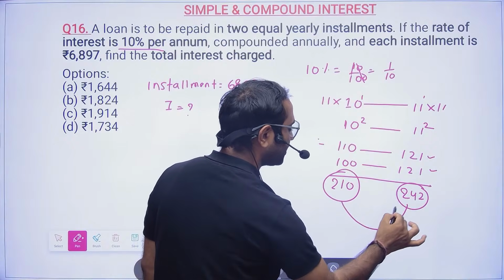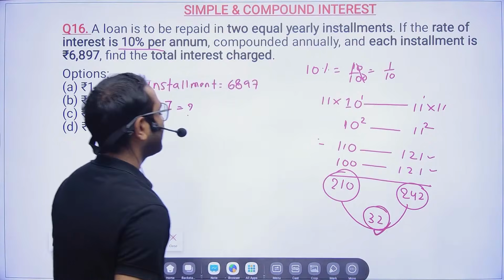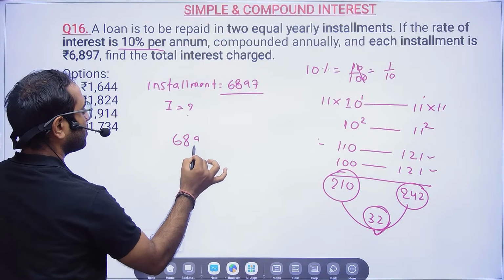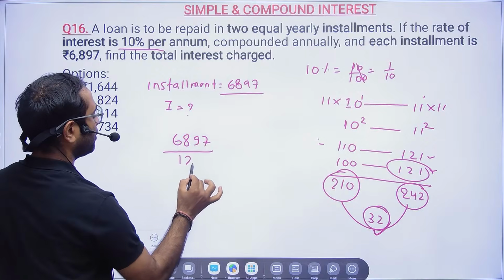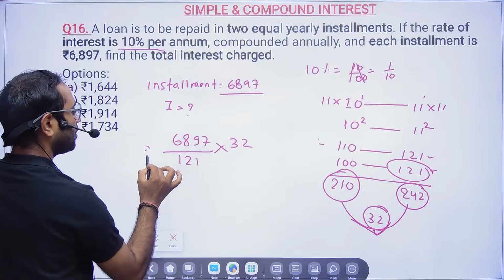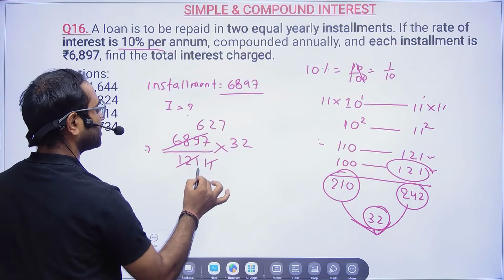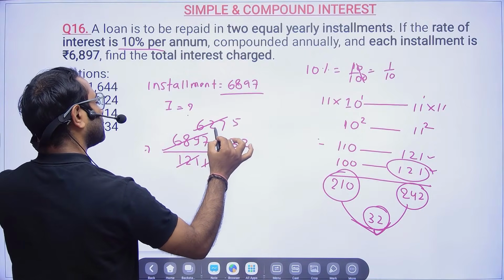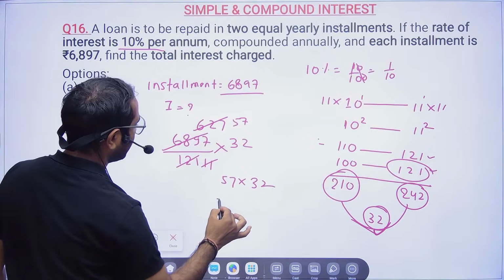That means here the interest is nothing but 32, and this is what you have to calculate, the value of interest. What is given here? 6897 each installment. What is my each installment? It is 121. What do you have to calculate? Interest, which is 32. That's all. So this is 11 times 627, 11 times 2, 11 times 7... 11 times 5 is 55, and 11 times 7. So 57 into 32, it will be around 182.